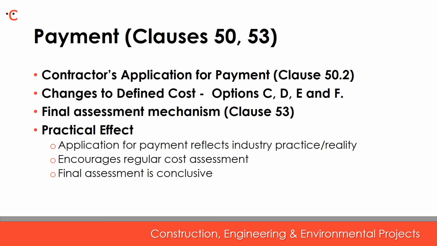The second change relates to defined cost, which forms with the fee the basis of the price for work done to date in the cost reimbursable contracts, so option C, D, E and F. Under these options, the contractor is obliged to provide cost forecasts of defined cost at intervals specified in the contract. The definition of defined cost depends on which option. For option C, D and E, it is the cost of the components in the schedule of cost components, less disallowed cost. The contractor is also obliged to keep records of defined cost incurred and to make them available to the project manager for inspection on request.